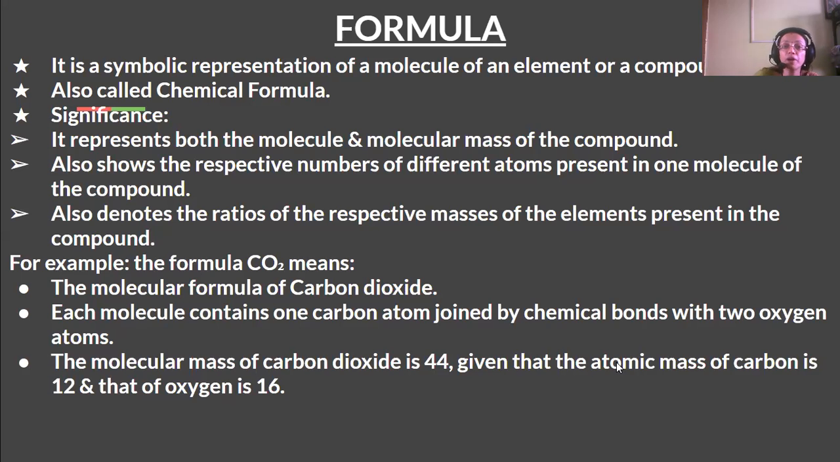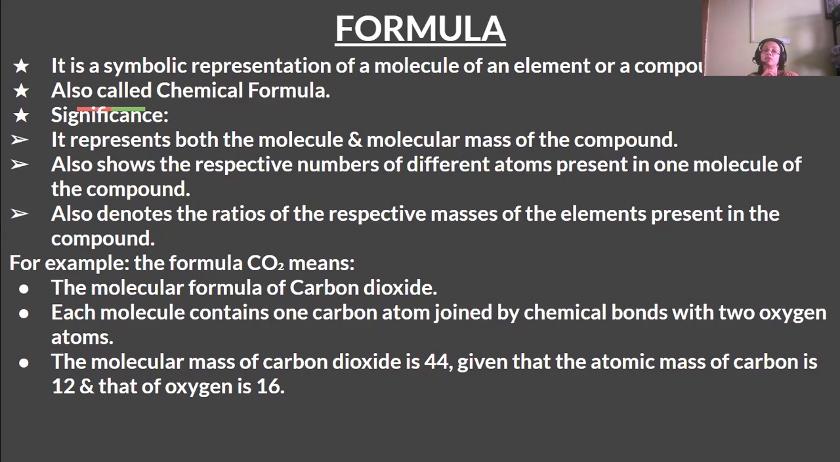Okay, next we come to formula. What is a formula? It is a symbolic representation of a molecule of an element or a compound. It is also known as chemical formula. So formula is nothing but a symbolic representation of a molecule of an element or of a compound. Symbolically it is represented, that is with symbols. If we represent a molecule of an element or a compound with symbols, that is known as the formula.